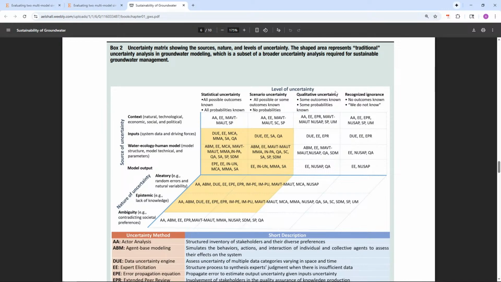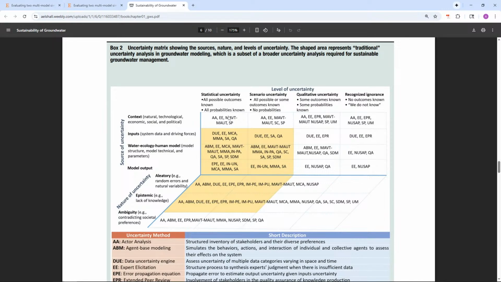What are the levels of uncertainty? Here, this is statistical uncertainty: all possible outcomes are known, all probabilities are known. Scenario uncertainty: all or some possible outcomes are known, no probability. Qualitative uncertainty: some outcomes are known, some probabilities are known. Recognized ignorance: no outcomes known, and we don't know. So that's the level of my uncertainty, like how uncertain I am. Less certain here, very uncertain.